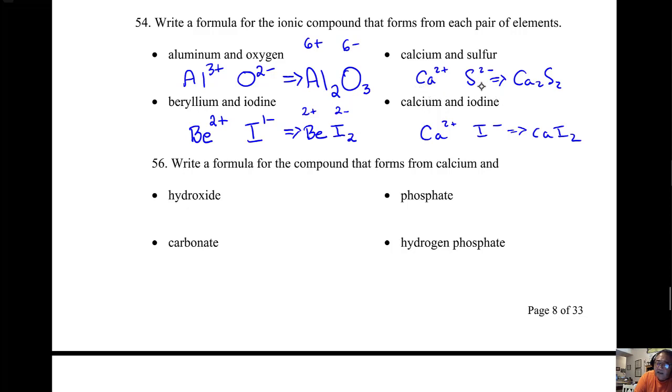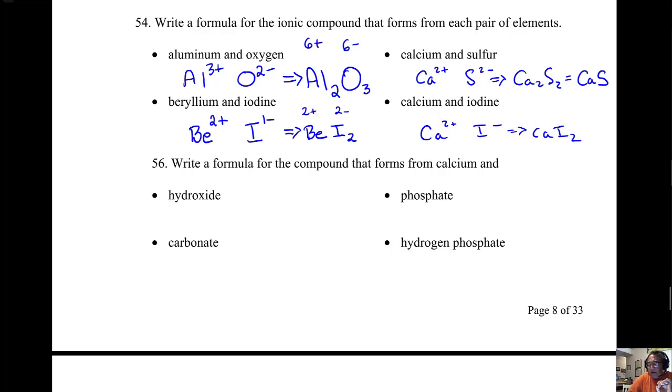Calcium 2 plus, sulfur 2 minus, Ca2S2. But here's the thing, when we do ionic compounds, we always write their empirical formula, and so this becomes CaS. And you could have guessed that because this is 2 plus and 2 minus, so to make it electrically neutral, all you have to do is bring the 2 together, right? They'll cancel each other out. So that's the empirical formula for calcium and sulfur when you take the ions and bring them together.